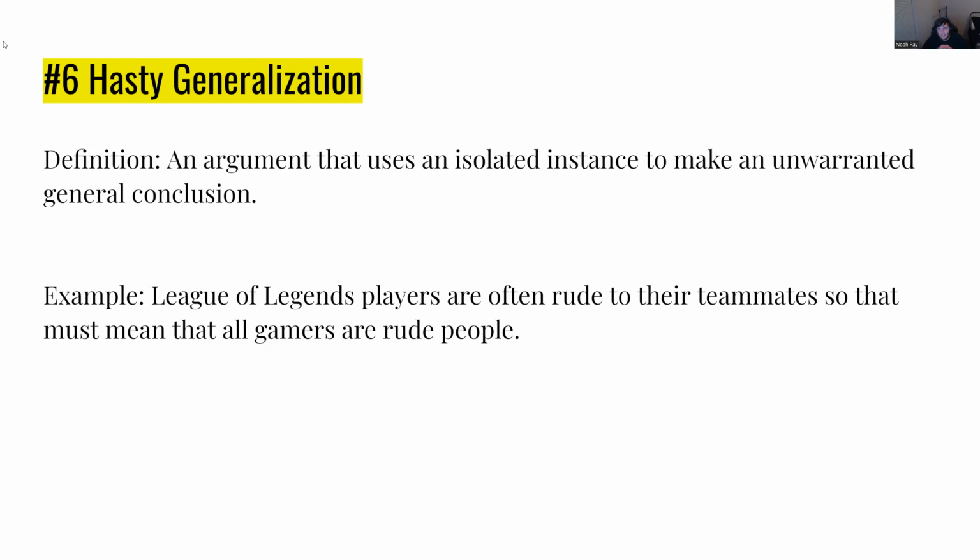Number 6 is a hasty generalization. The definition for this fallacy is an argument that uses an isolated instance to make an unwarranted general conclusion. The example that I'm using for this is League of Legends players are often rude to their teammates, so that must mean all gamers are rude people. In this example, the person has had a bad experience with some of their teammates on a game called League of Legends, and now they are coming to the conclusion that all gamers must be rude people based on this one experience.